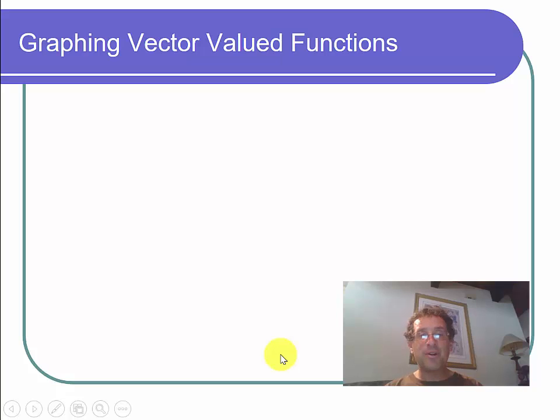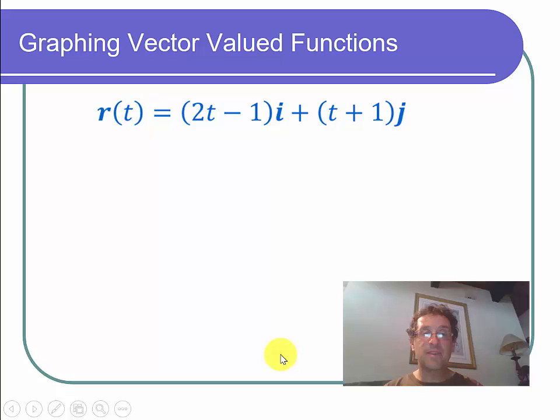So now let's look at an example of graphing a vector-valued function. So let's suppose you have the vector-valued function r of t is equal to 2t minus 1 times i plus t plus 1 times j. And what we want to do is graph this vector-valued function. So let's just explore a little bit.